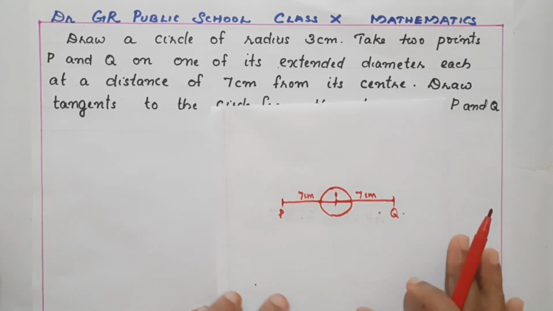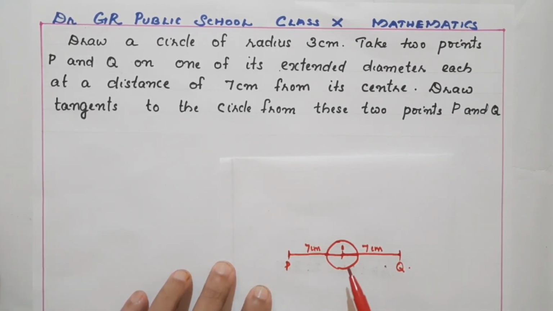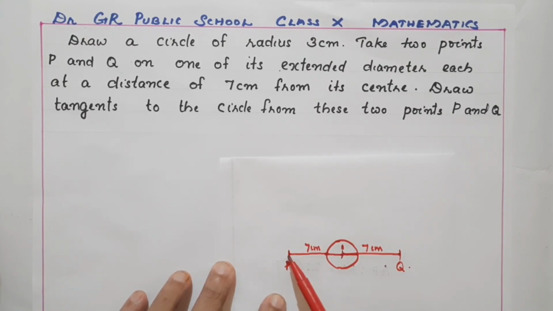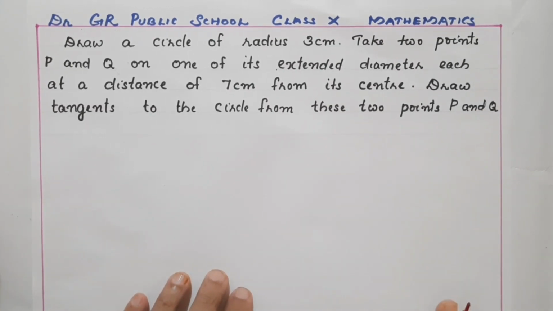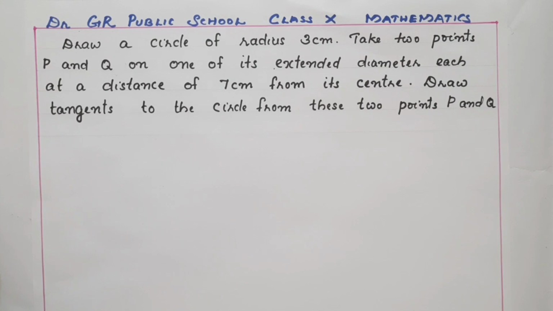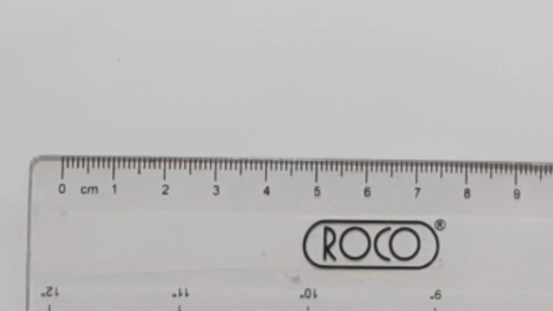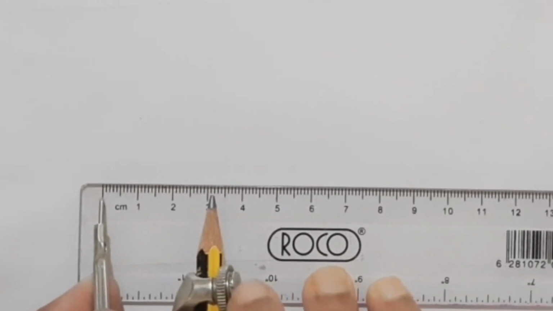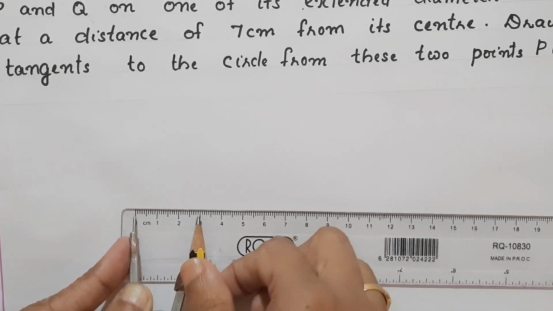Now we have to construct the tangent to this circle from P as well as Q. Okay children, I think you understood the question. Now let's start. First of all, we have to draw the circle of radius 3 cm. We have to take 3 cm. So you can see this 3 cm radius.